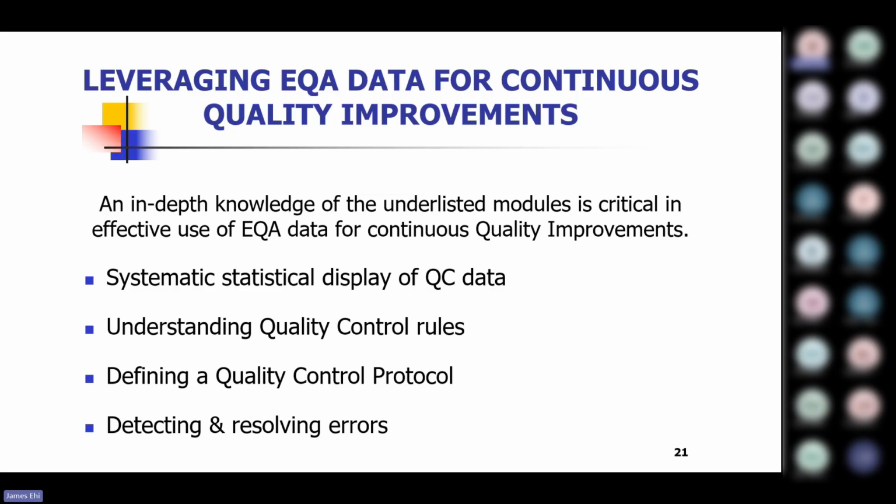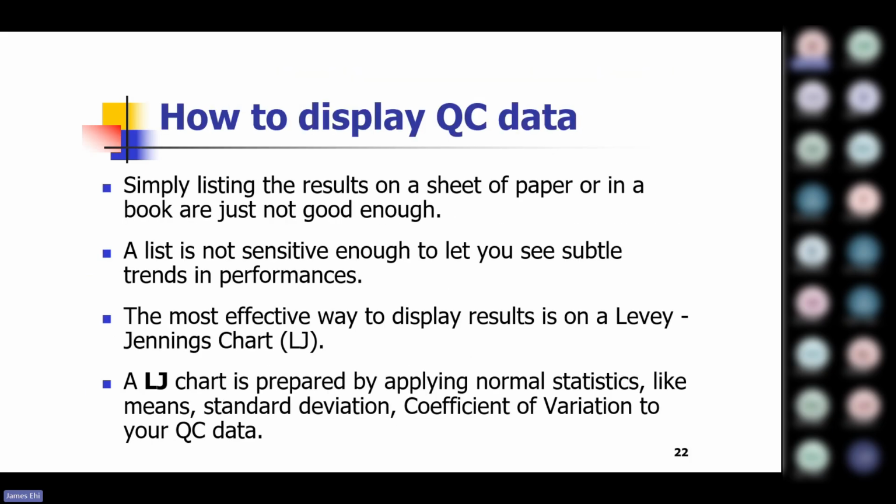Then you need to understand how to define your own quality control protocol. Then this will help you in detecting and resolving errors. How do you display QC data? Some laboratories are still listing out their QC on sheets of paper. Whether it is within range, that means the manufacturer says it should be between 17 and 47, and they just put it there, and every day they are running the control, and they just put the result there, and it's within range, accept, within range, accept.